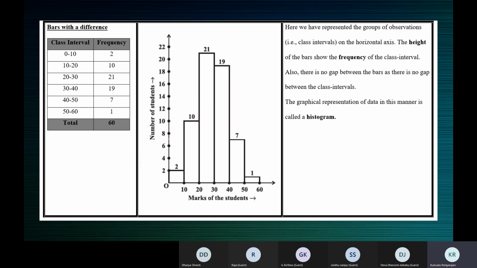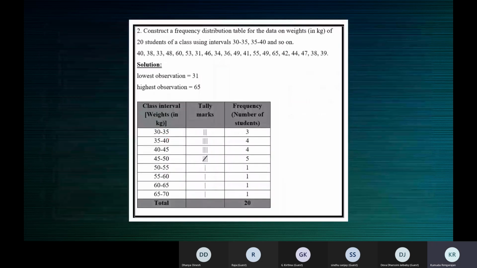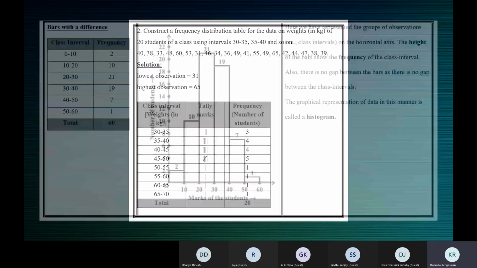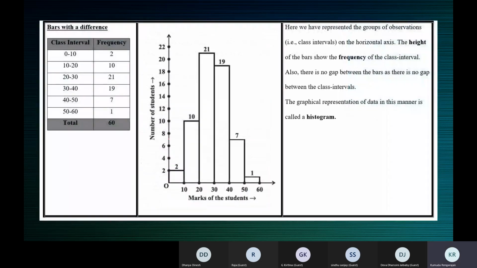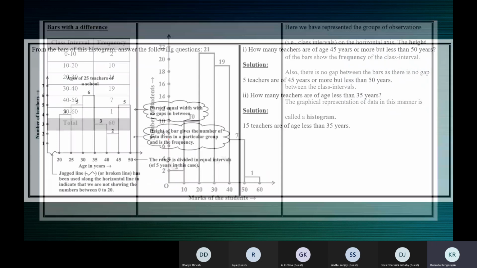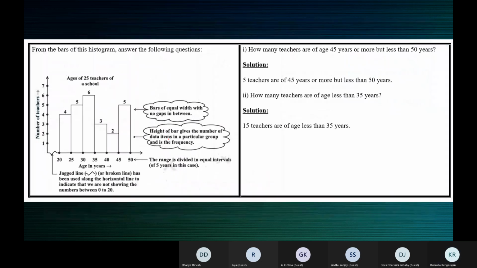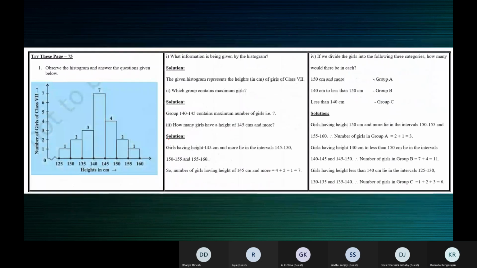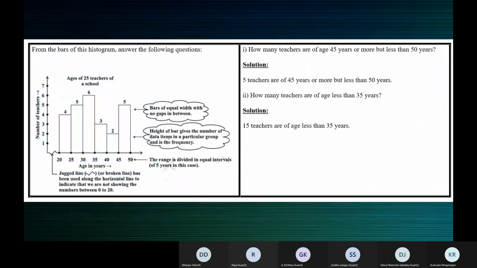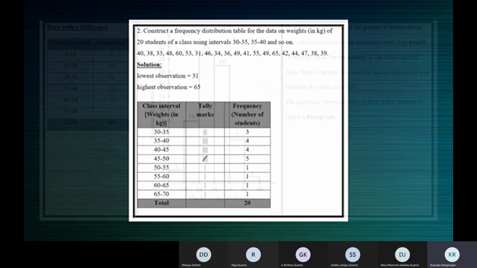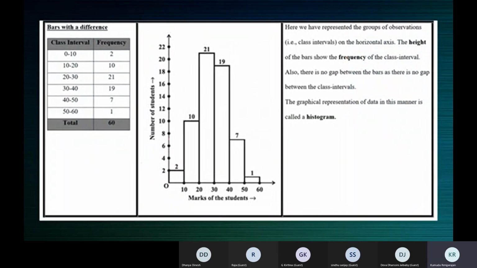This one, bars with a difference. Until here, you have to complete in your notebook. Please go through. Revise this and this. Revise this one. Take a screenshot. And this.